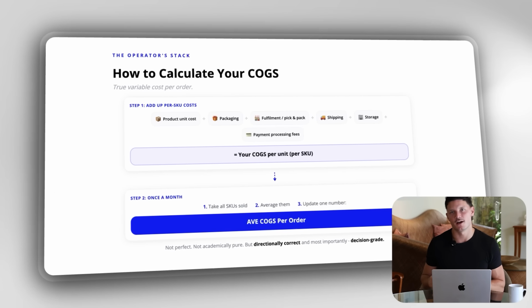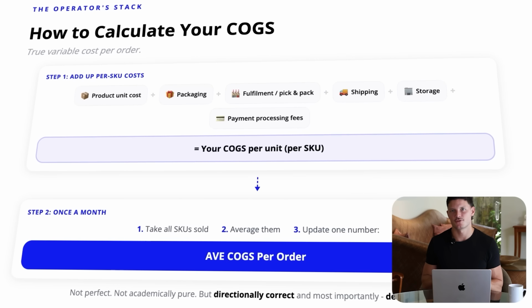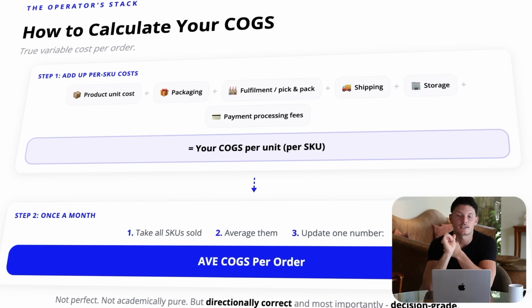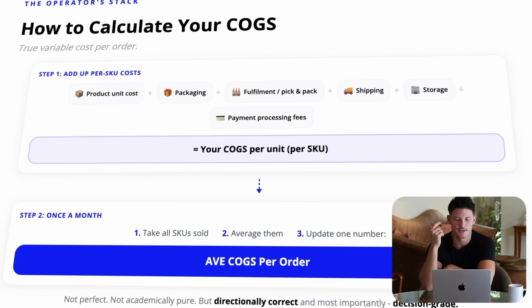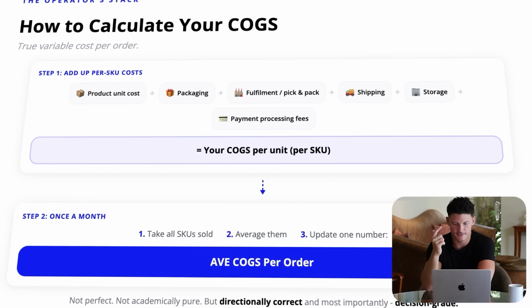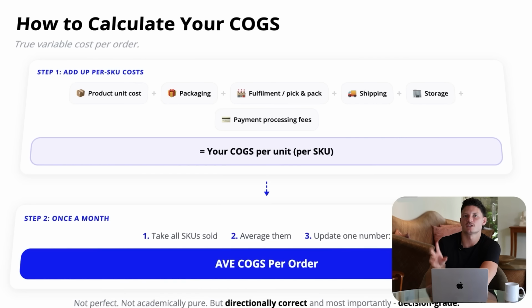I don't use supplier only costs. I calculate true variable cost per order. So for each product, I include the product unit cost, the packaging, fulfillment, pick and pack, the shipping, storage, and you can include the payment processing fees too. So this will give you a true unit cost per SKU.